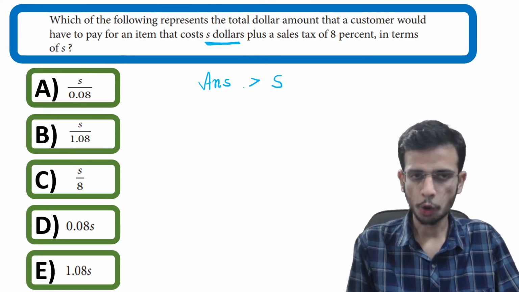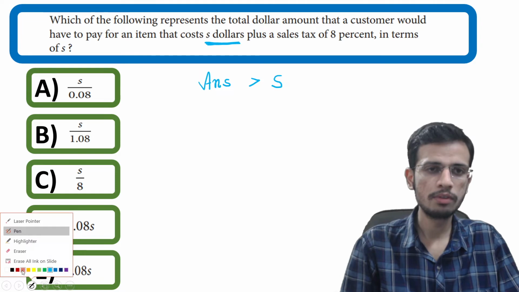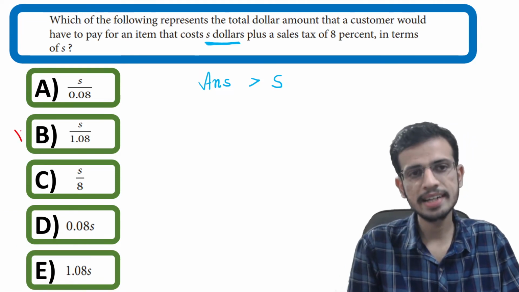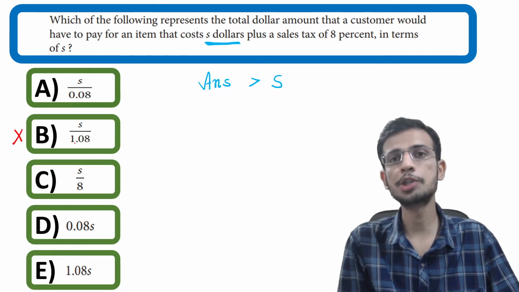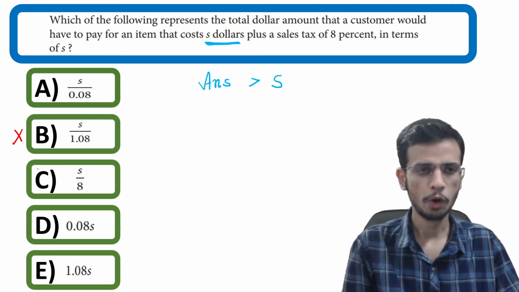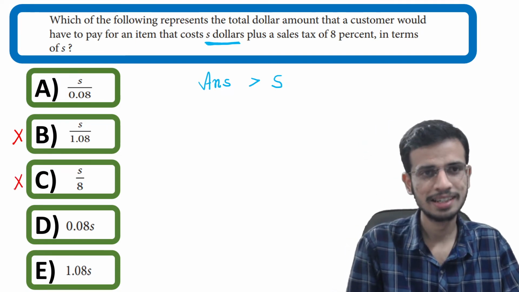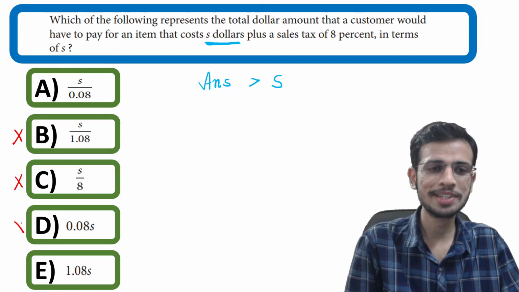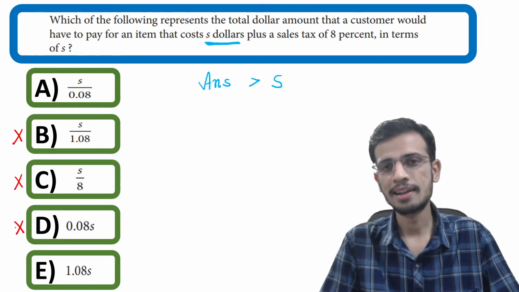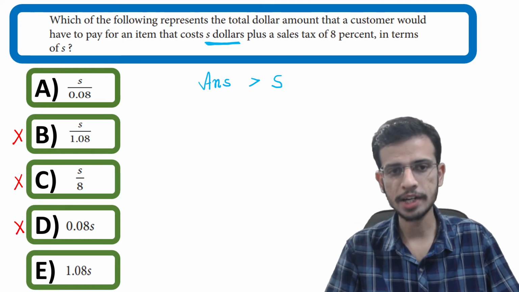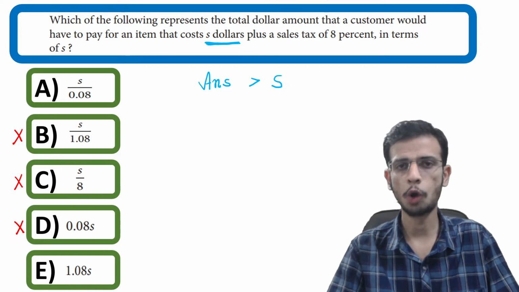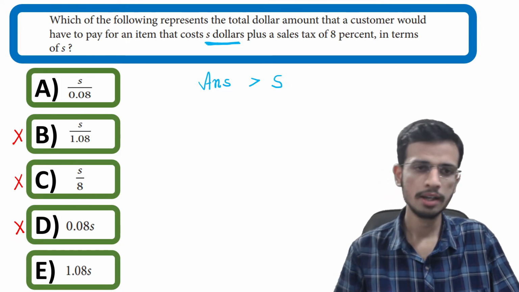So by seeing just the options, you can say option B will be incorrect because it is less than S. If you divide S by 1.08, it will be less than S. Option C is also incorrect. Option D is also incorrect. We are left with option A and option E. With just observation, you can take your option.